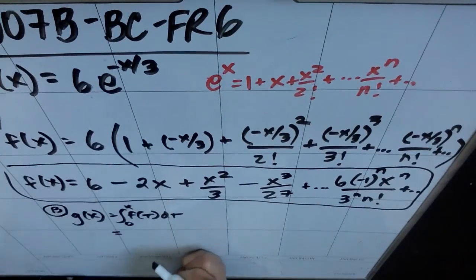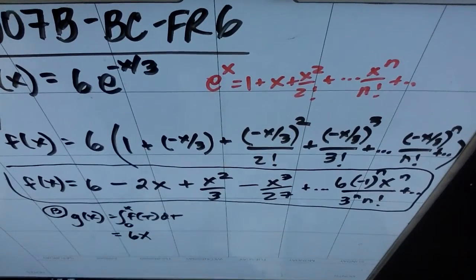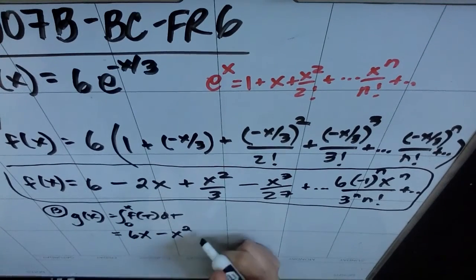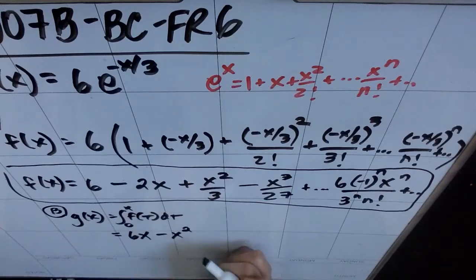So the 6 is going to become a 6t, but again, when I plug that top bound in, it's going to become a 6x. This is going to become minus a t squared, but that's going to be an x squared. This is going to become an x cubed over 9.